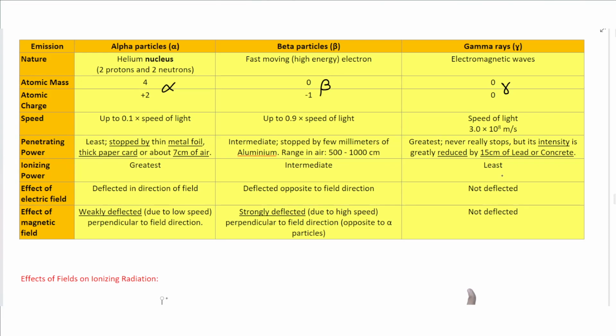They travel very long distances in air. But you can stop alpha particles using thick paper or a thin metal foil. You can stop beta particles using a thick metal or 5 millimeters of metal, maybe aluminum. Gamma radiation, you can reduce the energy of the radiation to half by 15 centimeters of lead or concrete. So you need very thick walls of lead and concrete to decrease gamma radiation to be ineffective or not harmful. And it is the least ionizing, that's why it can penetrate through heavy materials.